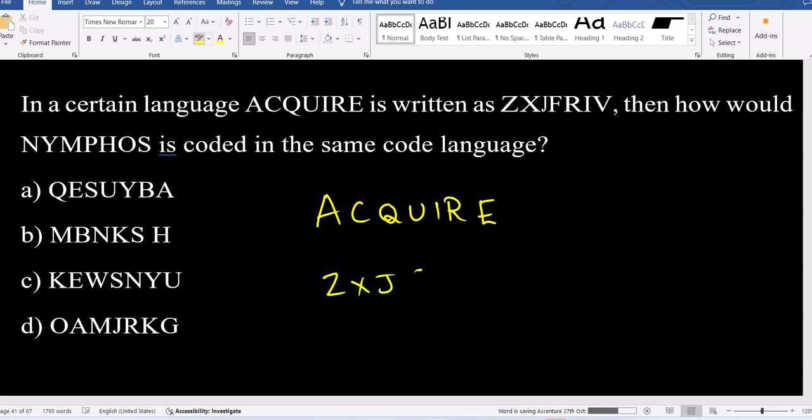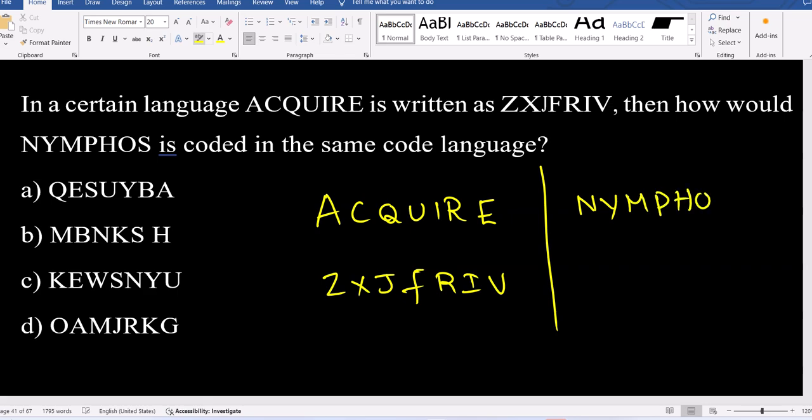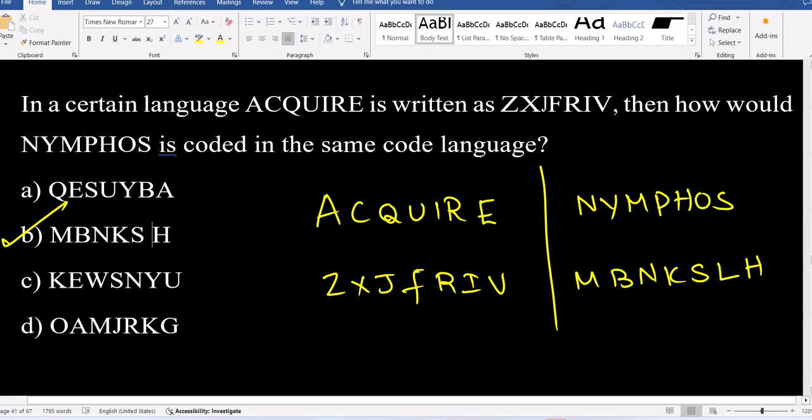ZXJFRIV. Then Nimpos is given as: for N it is M, for Y it is B, for M it is N, for P it is K. So it should be option B. There should be a letter L missing here. So what is this? The opposite pair.